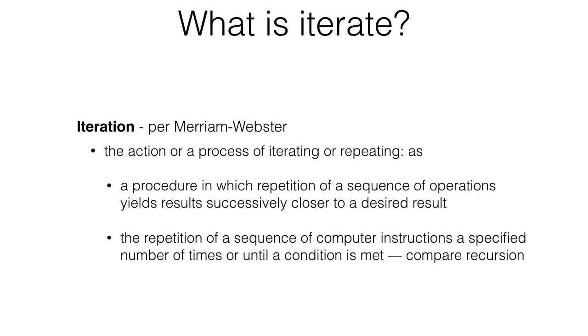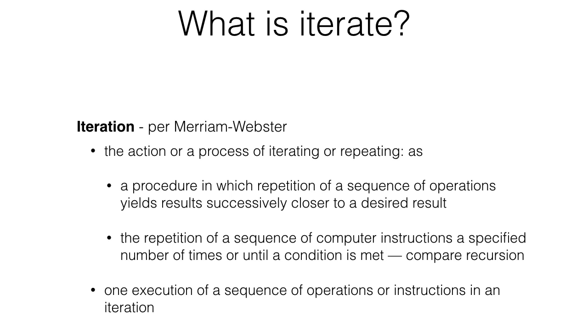The repetition of a sequence of computer instructions, okay, operations, instructions, see those two words are the same, a specified number of times or until a condition is met. It says to compare recursion. We're not going to talk about recursion now. That's more of an advanced topic. So we'll cover that later in Dev School. One execution of the sequence of operations. Okay, so we've iterated. We have one execution of the sequence of operations or instructions in an iteration.